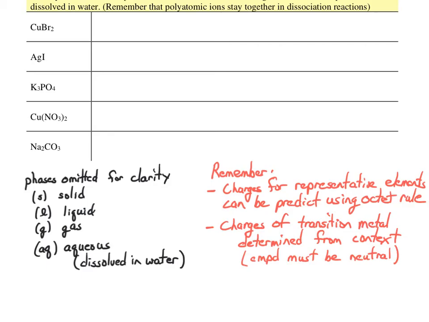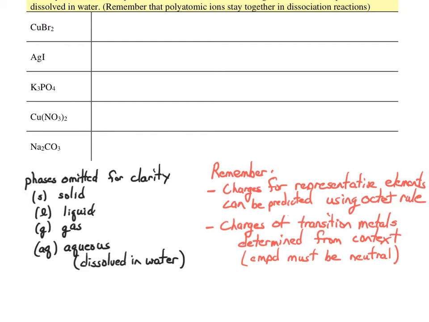We're going to practice writing dissociation reactions. A couple points first. We're going to omit the phases for clarity purposes: S for solid, L for liquid, G for gas, AQ for aqueous or dissolved in water. We're going to omit these just so that we can focus on the important chemistry.